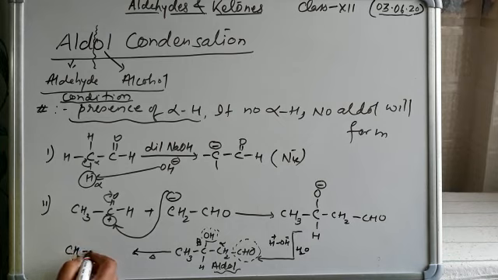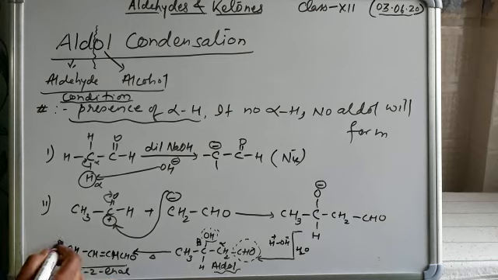CH3 CH double bond CH CHO. This is known as but-2-enal, 1, 2, 3, 4. The name of this compound is but-2-enal. And commonly we know this compound as crotonaldehyde. What is the common name of this compound? Crotonaldehyde.